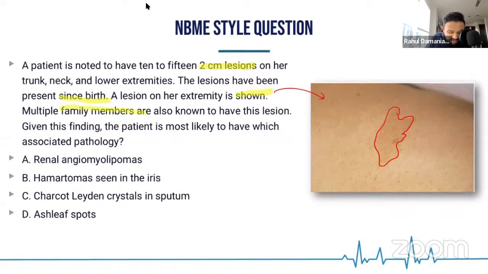Given this finding, the patient is most likely to have which associated pathology? A, renal angiomyolipomas. B, hamartomas seen in the iris. C, Charcot-Leyden crystals in the sputum. Or D, ash leaf spots. What do you all think is the answer here? Awesome. If you are saying B in the chat box, you are absolutely correct. This is characteristically known as your Lisch nodules.